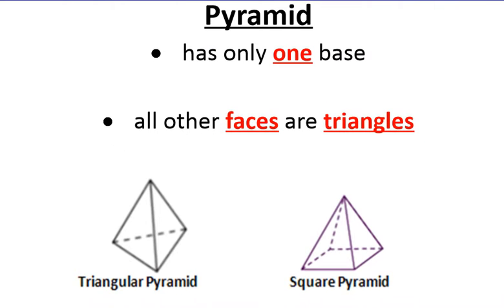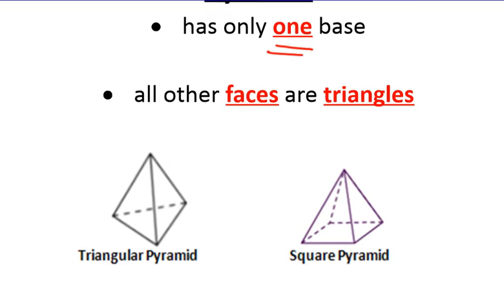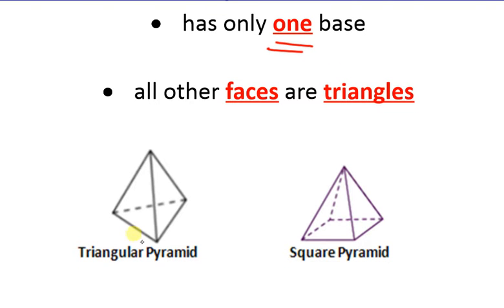Okay, now let's talk about pyramids. A pyramid only has one base, and it's what it sits on. That's the base. All the other faces of a pyramid are triangles. Now there's two types of pyramids that we're going to talk about this year. We're going to talk about the triangular pyramid because it has a triangle base. And we're going to talk about a square pyramid because it has a square base. But you could see that all the other faces are triangles.